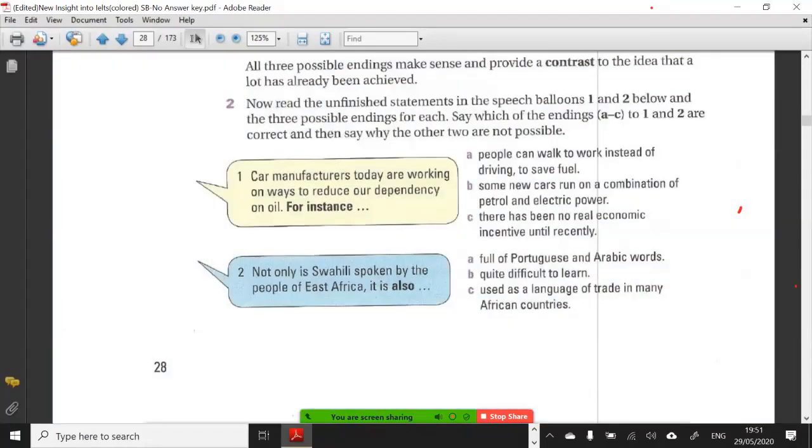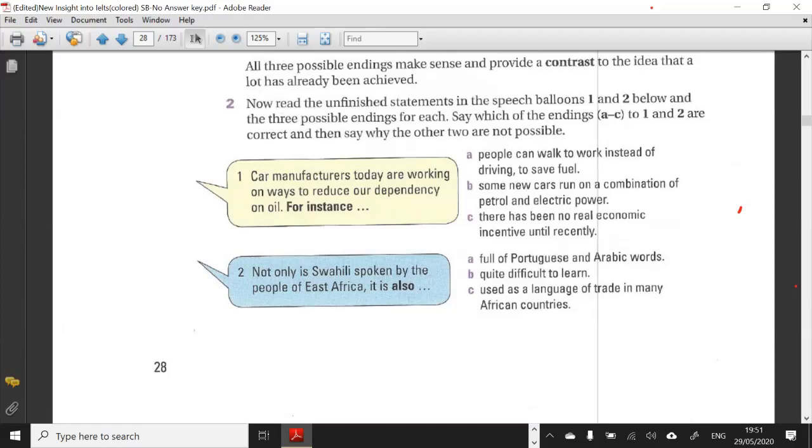The right answer is C, because the word also makes sense with used as a language of trade. Options A and B do not provide a further example of when Swahili is spoken. So the right answer is C.